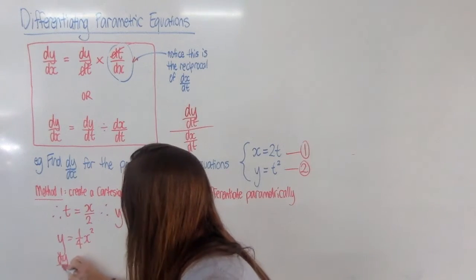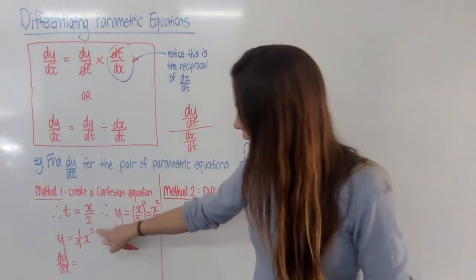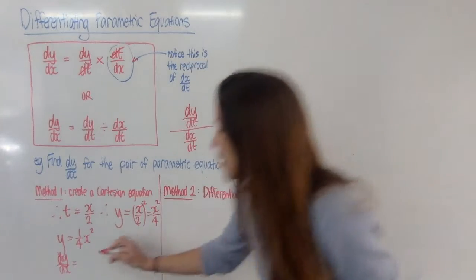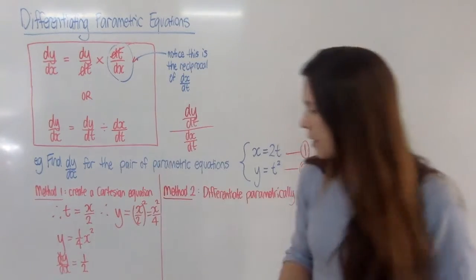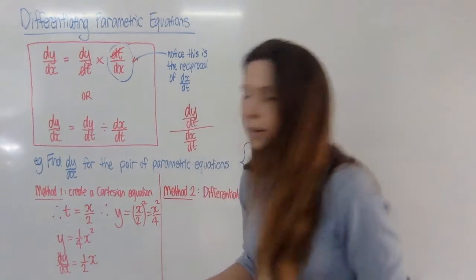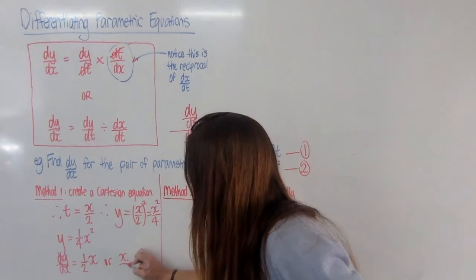So dy dx is equal to, well, what's the trick again? We need to take the 2 and bring it down the front, multiply it by the quarter that's already there, and that gives us a half at the front. And then reduce the 2 to a 1. So we just have x to the power of 1, or x. And you could write it that way, or you could write it as x over 2.